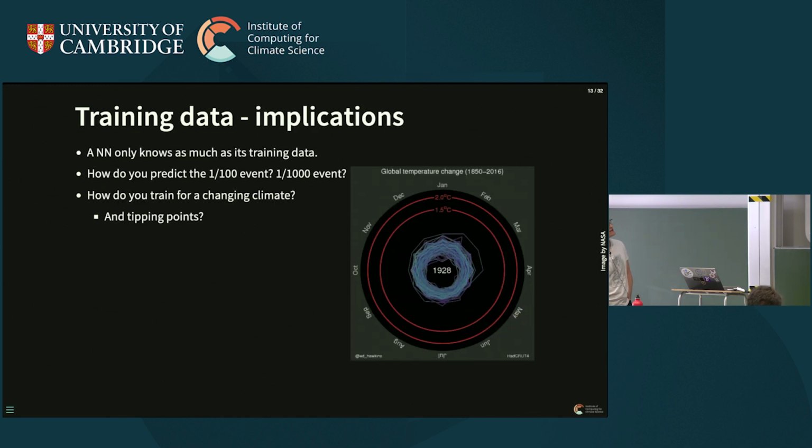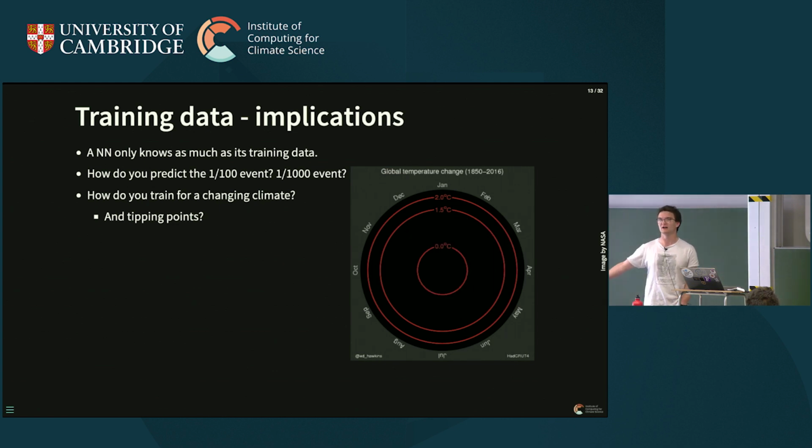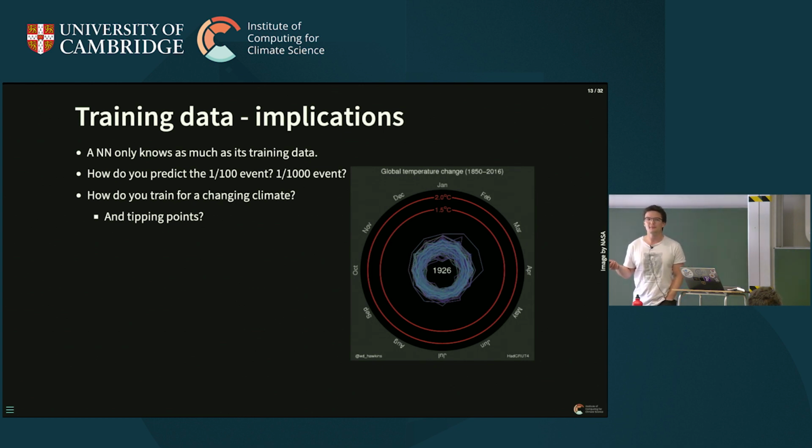So again, training data. So another one I think that doesn't get talked about much is training in a changing climate. So if you're training, say, a sea ice model and you have 20 years of data of Arctic sea ice extent, do you train on the first 17 and then validate on the last 3? What do you say about the applicability of your model?